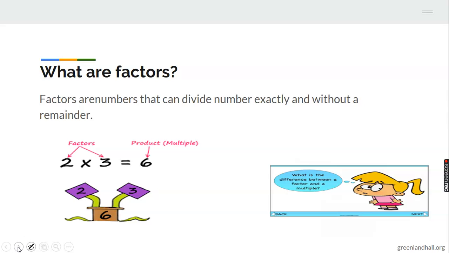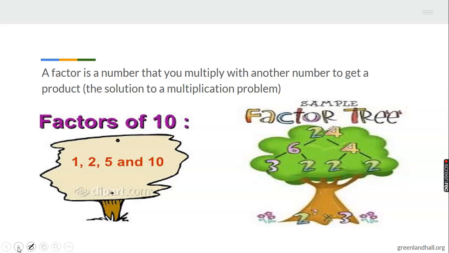Factors are numbers that can divide a number exactly without a remainder. What do we mean by that? Numbers that can be divided. Factors are numbers that can divide a number exactly without a remainder. So it means that these factors are numbers that can divide other numbers, yet without a remainder. When we talk about remainder, for example, you cannot say 2 can divide 5 without a remainder, because 2 and 5 will give us a remainder. So we'll look at more definitions and clarification on that.